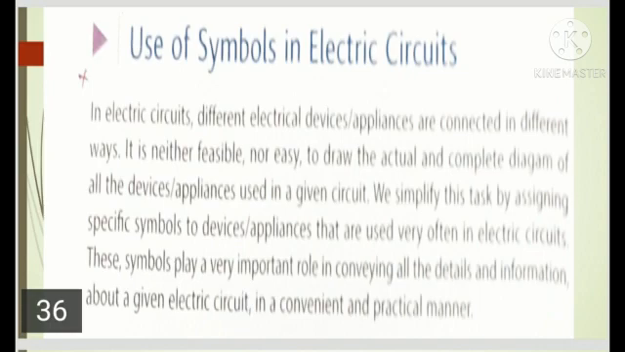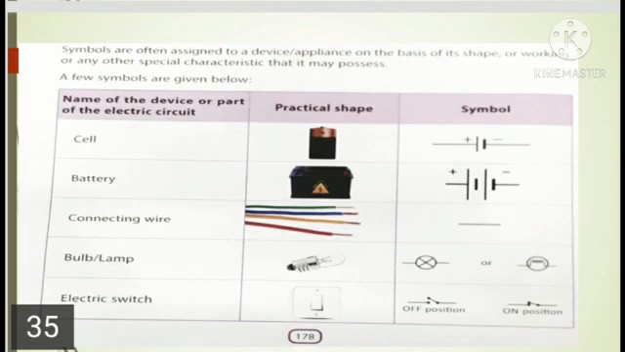And now we are going to discuss which part of an electric circuit has which type of practical shape and what its symbol is. These symbols are universal, dear students. Which symbol is given to that particular part of an electric circuit or device. And these symbols and practical shapes of the parts of the electric circuit and devices are shown so nicely at page number 178. You can observe here.